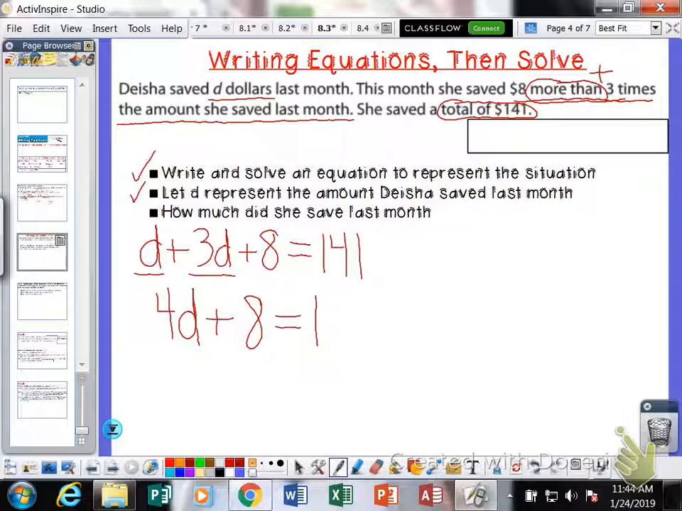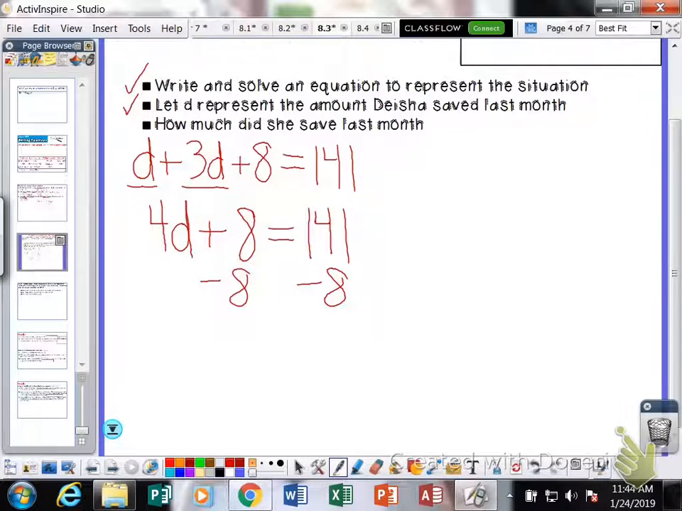Plus 8 equals our 141. Okay? Now this is just our two-step equation here that we have to solve. We start inverse operations. We have a plus 8 here. We subtract 8, and whatever we do to that left side, we must also do to the right side. So we subtract 8 from both sides.